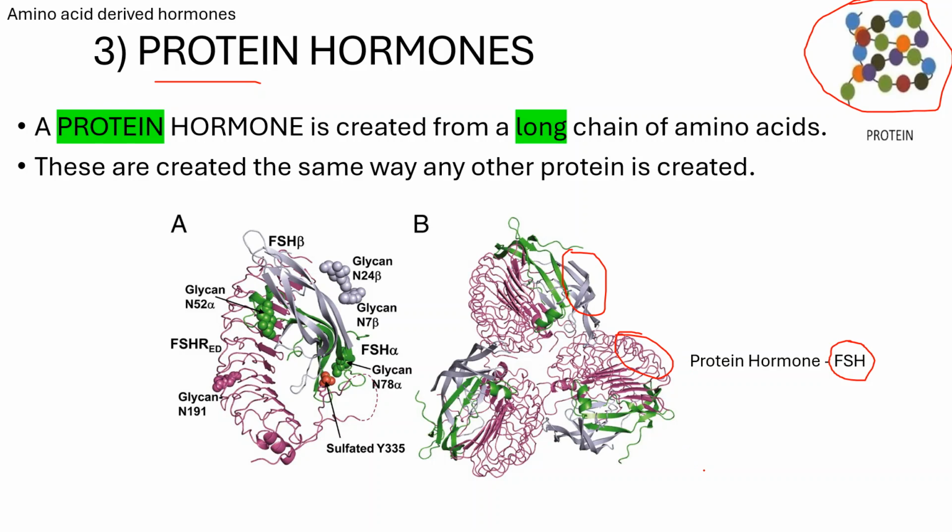It is a bunch of amino acids. And then when you get them all together like that, they start folding and twisting and doing all kinds of stuff, making the shape of that follicle stimulating hormone.